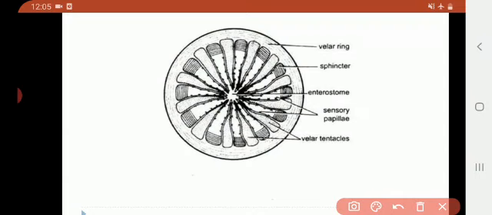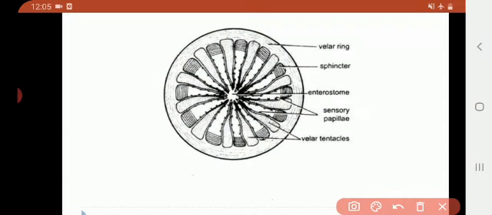Now, some others refer to the enterostome as the mouth, but actually it cannot be called a mouth, because the mouth opens into a region of the alimentary canal which has to be lined by ectoderm. But here the enterostome opens into the pharynx, which is actually lined by endoderm. So it is wrong to call the enterostome a mouth, right? The enterostome opens into the pharynx.